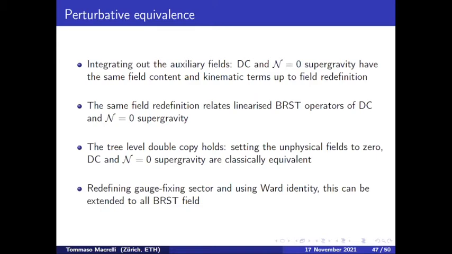Now, an input of this proof is that the tree-level double copy holds. Then if we set the unphysical field to 0, we have two theories that are classically, or better semi-classically, equivalent. Again, we want to extend the validity of double copy to loop level. So we have to consider the gauge fixing sector and ghost sector. So using techniques similar to the techniques employed before, we can redefine the gauge fixing sector and use Ward identities in the way I showed you before to extend this result to the full BRST extended field space.